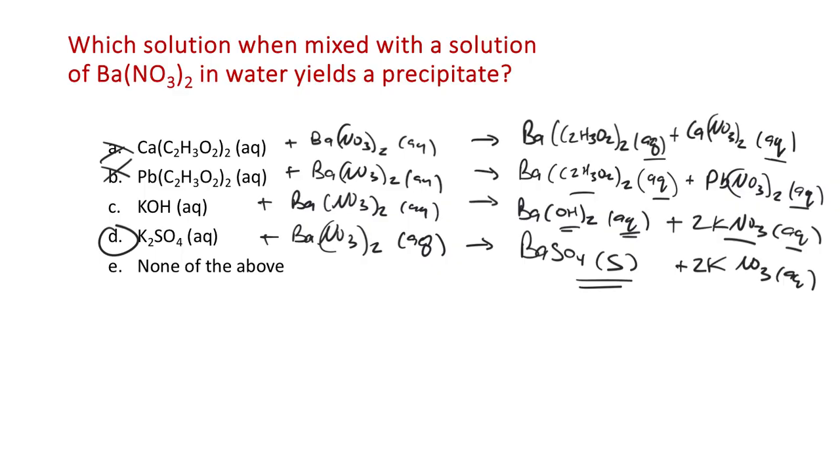I don't know how obvious this is. Like I said, I don't think you necessarily have to write out all these reactions, but writing them out lets us see that in A through C, all of the products are (aq), water soluble, so no reaction is taking place. Only in D do I get a solid to form. I'm just applying my solubility rules after switching the ions around with each other.